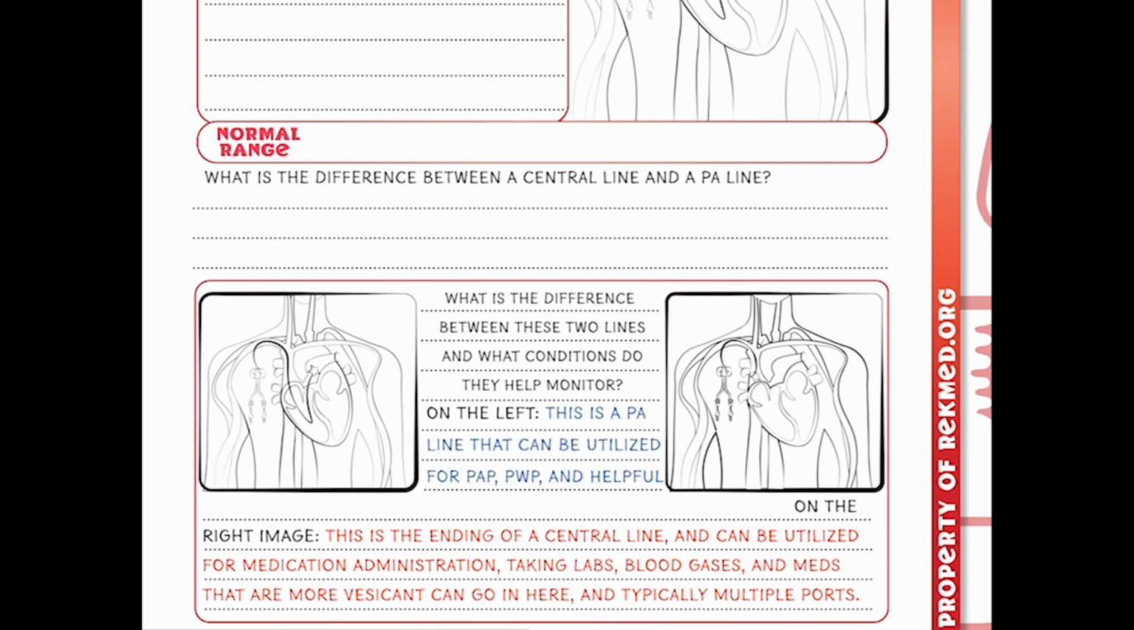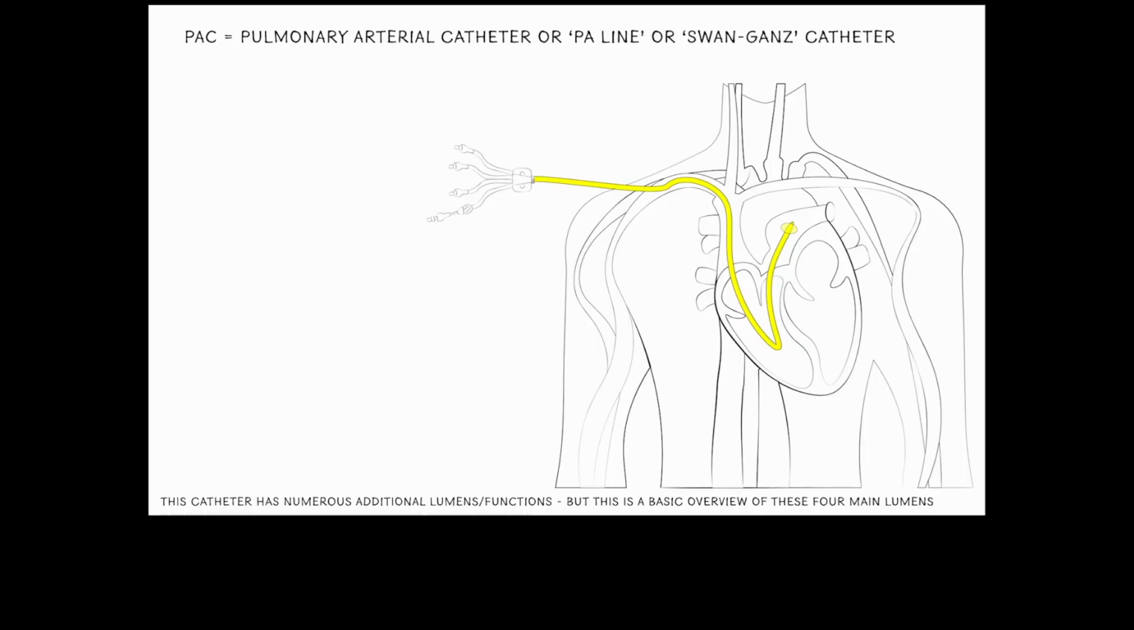So this is going to be our PA line, and this can be utilized for our pulmonary arterial pressures, our pulmonary wedge pressures, and it's really helpful when it comes to monitoring our fluid volume hemodynamics. So these lines are actually what we consider a Swan-Ganz catheter, and there are so many functions of a Swan-Ganz catheter. But in this video, we're going to keep it pretty basic. And so we're going to do a quick anatomy of our Swan-Ganz catheter.